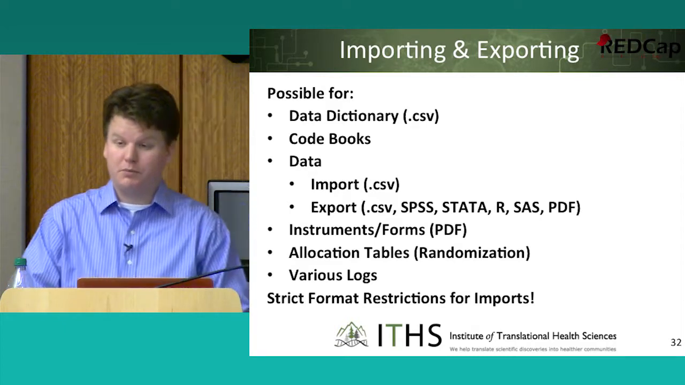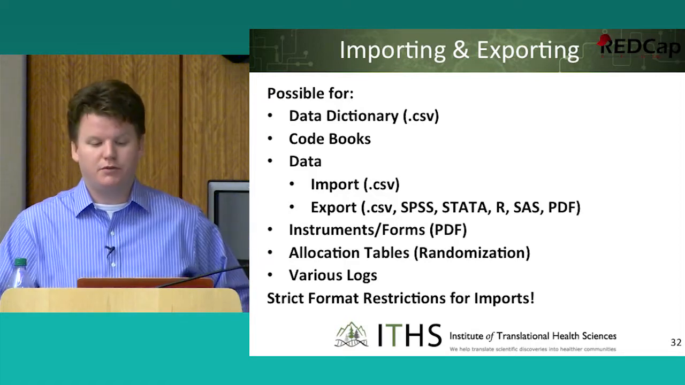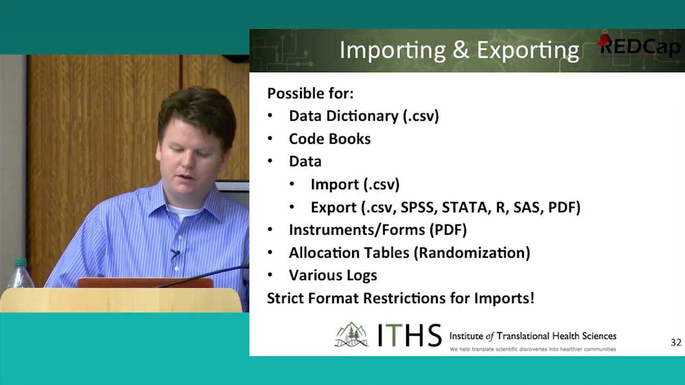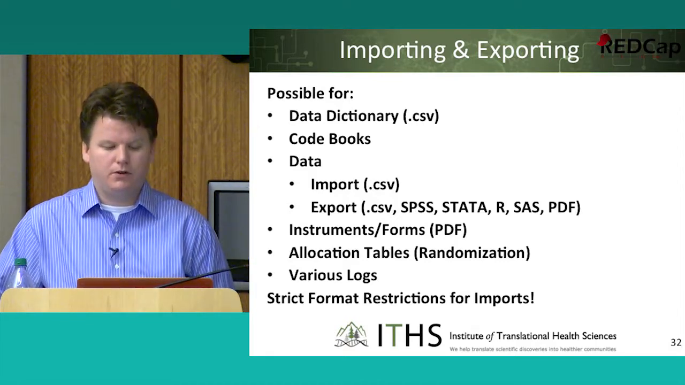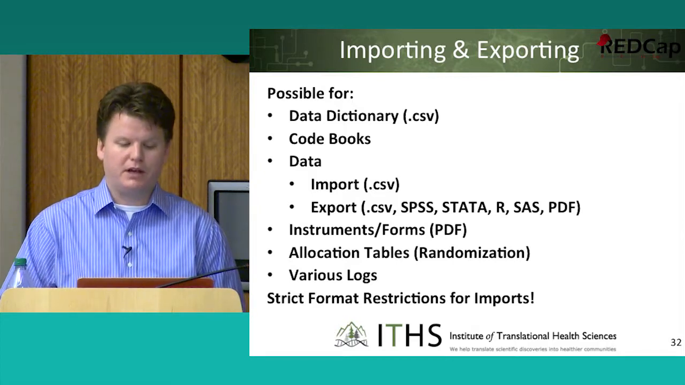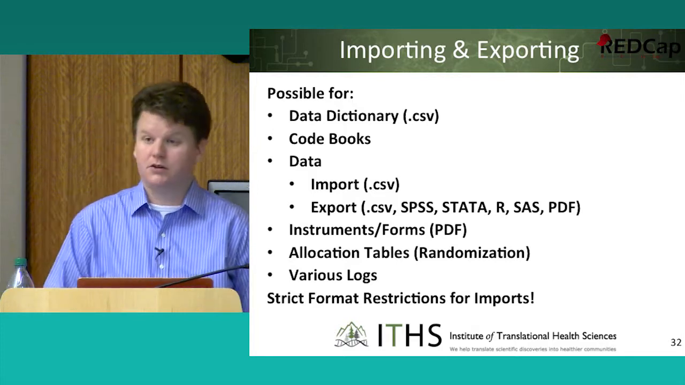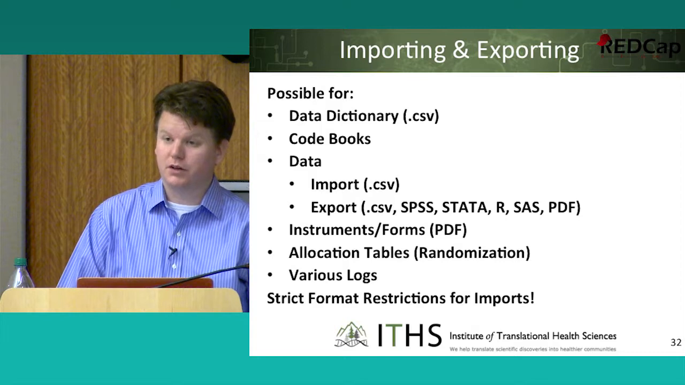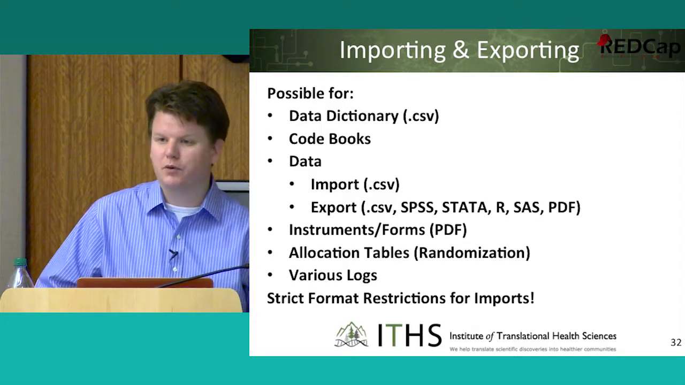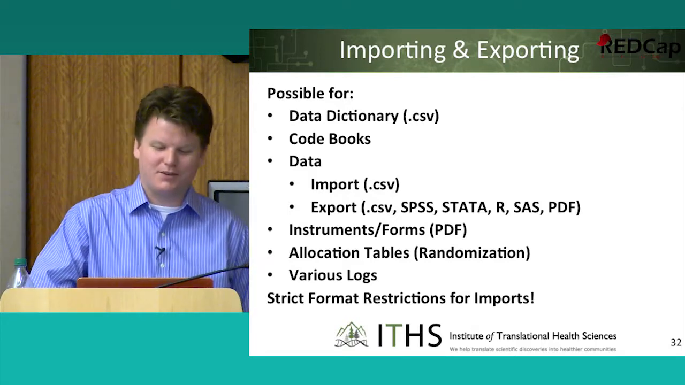Data, of course, you can import data via CSV file, or you can export data in a whole slew of different formats. However, most people use CSV. All the instruments and forms, you can also export them via PDF, you can export allocation tables for randomization and import them. Various logs can be exported if you want to bug the IRB. Say, here's my 3,000 page log file for this project I've been running for 6 years. Enjoy. So that's a possibility.